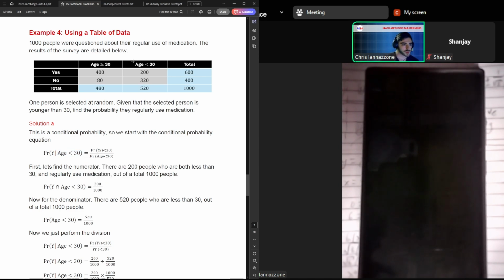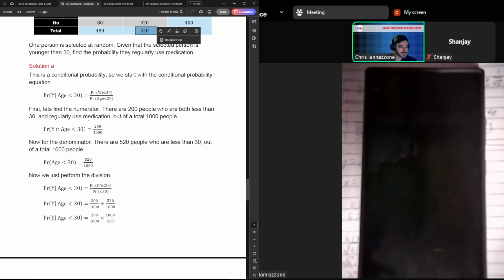Now, the shortcut for two-way tables is if you have this full thing already filled out, or if you fill it out yourself, the way it works is you first look at your conditional, and then you look at the total of that. This is now your max sample size. That's your denominator right there, 520. Then, within this column, you look at the intersection. If you want the yes one, you pick the 200. If you want the no one, you pick the 320. That's all it boils down to.